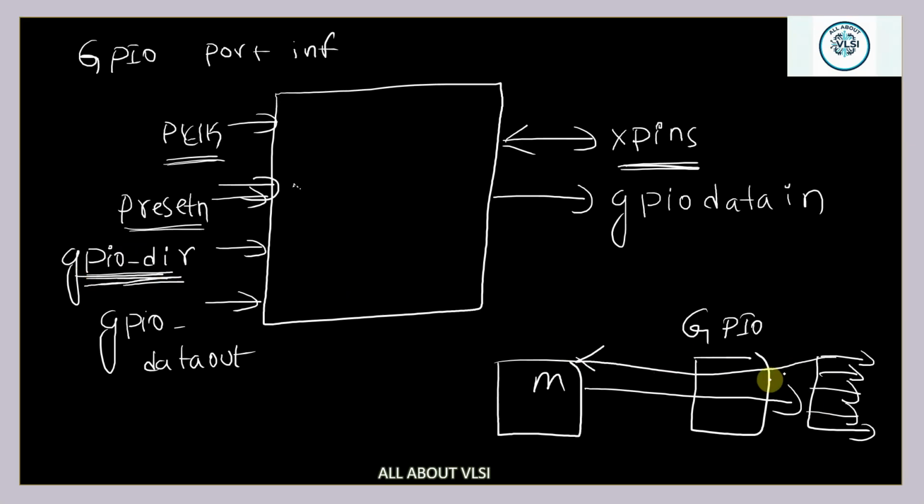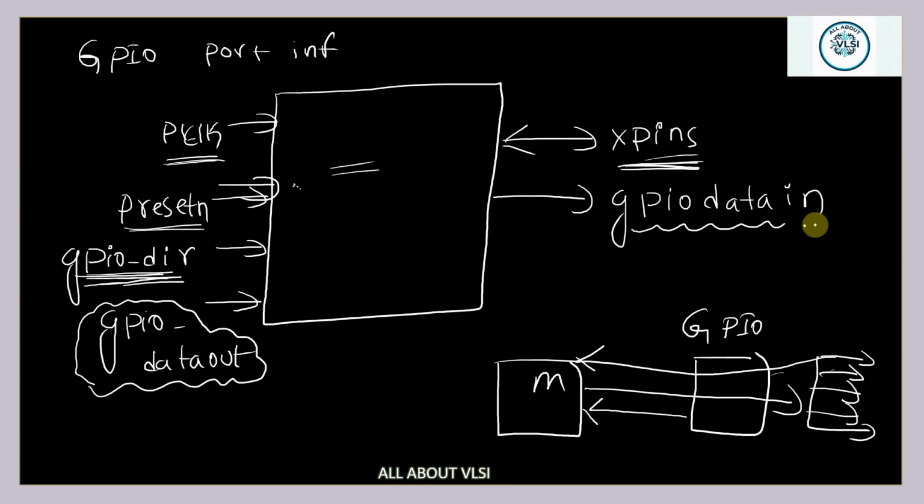Now, if you are going to write into these pins, you need to get the data from the master. That is what you're going to get from here. Using the GPIO data out, you're going to get the data to this particular module so that you can write it into these pins. And let's say if the master wants to read the data from these GPIO pins, we are going to give that data using this particular pin. This will be connected to your master side. I will show you where it is connected exactly. Is it clear? The pins description, is it clear?